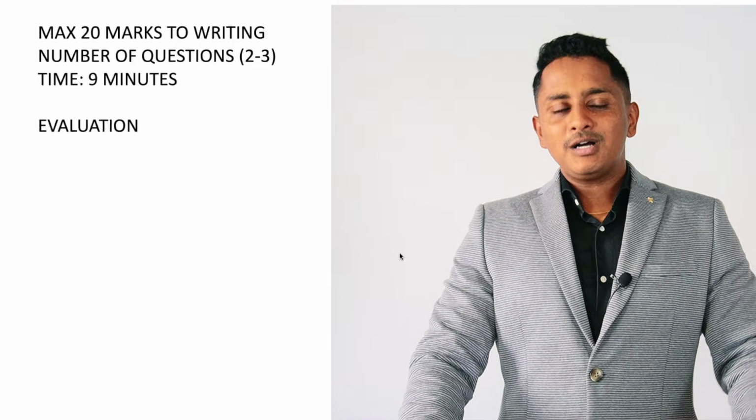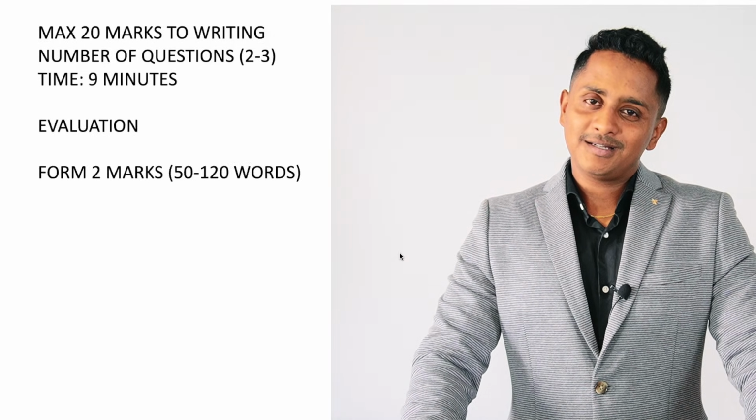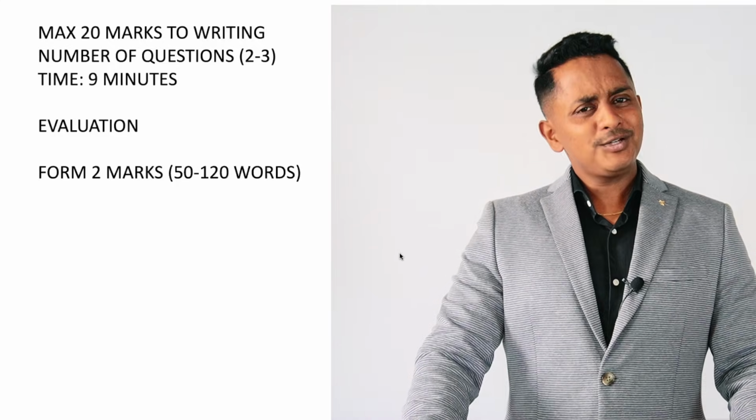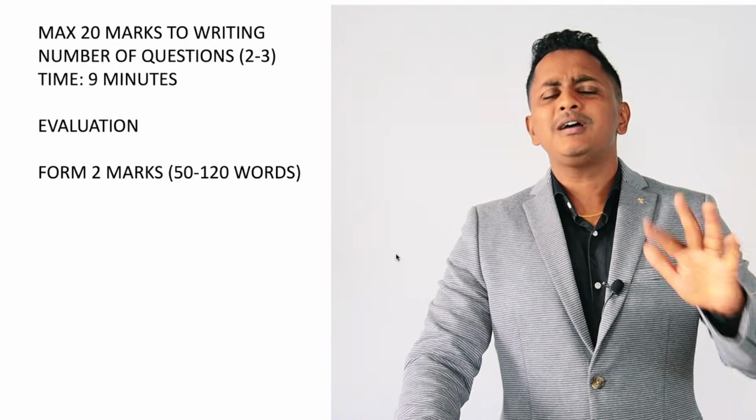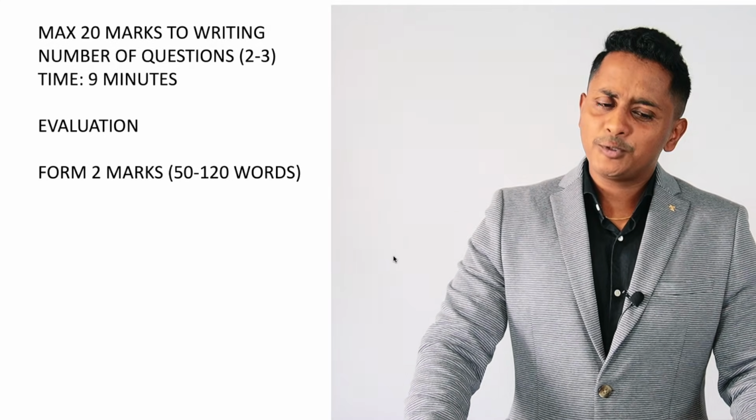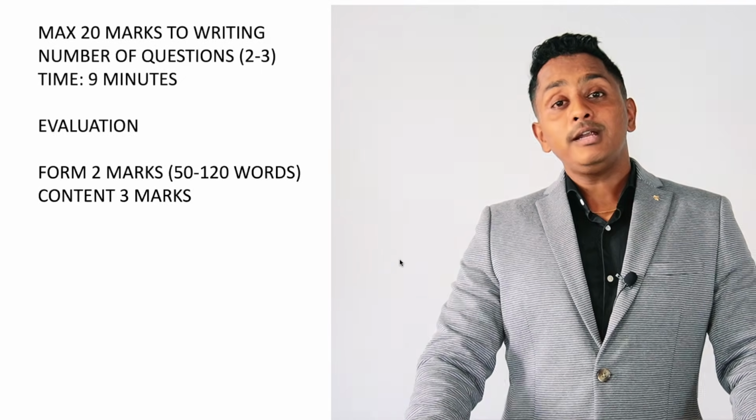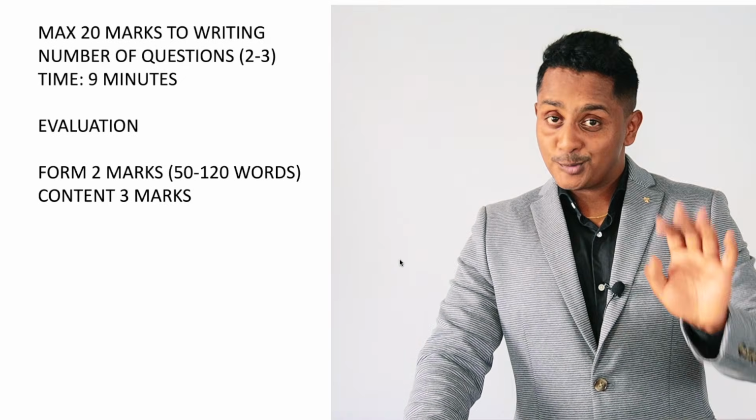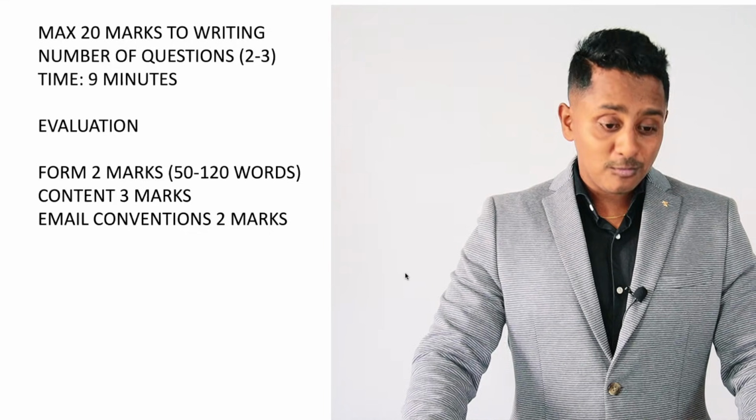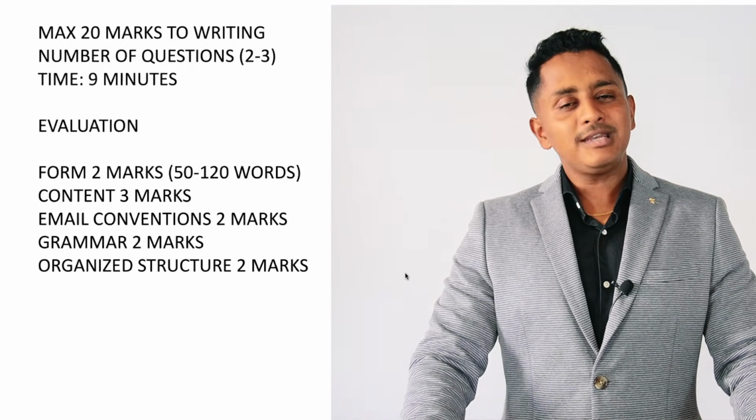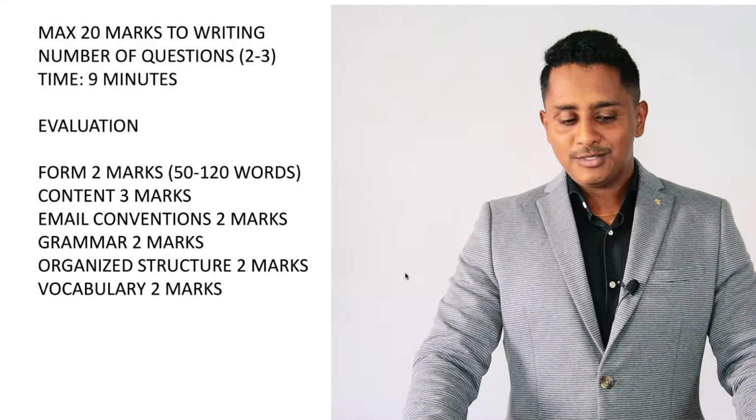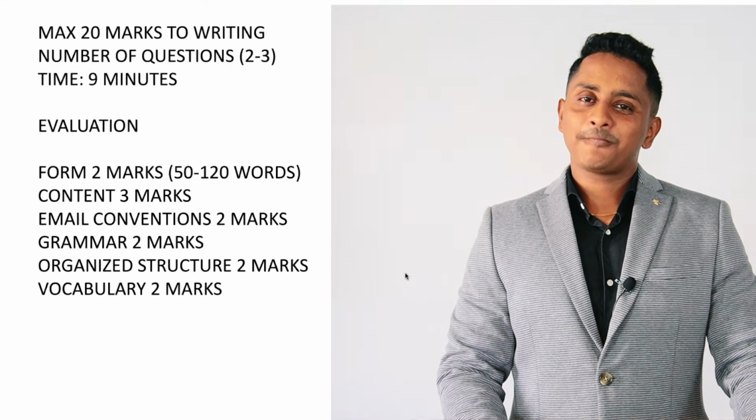How are you going to be evaluated? Pearson says form 2 marks. You need to write between 50 to 120 words. The ideal would be around 90 to 100. That would be an ideal way of writing here. Content is 3 marks. Email conventions 2 marks. Grammar 2 marks. Organized structure 2 marks. Vocabulary 2 marks. This is what Pearson says.